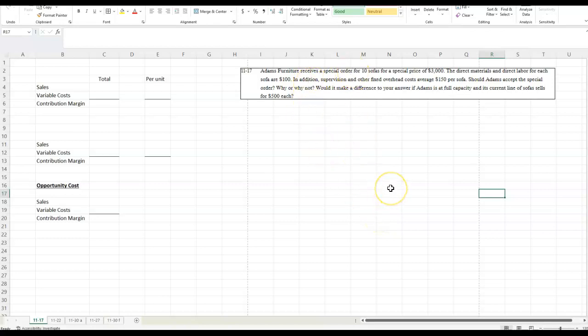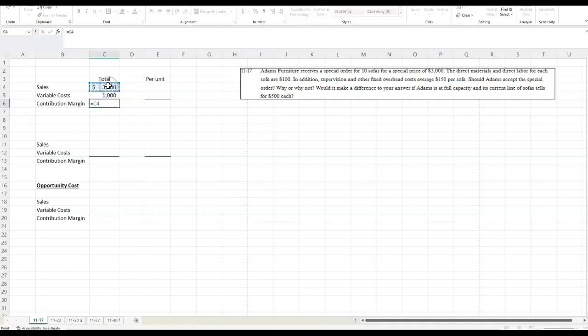It says Adams Furniture receives a special order for 10 sofas for a special price of $3,000. Direct materials and direct labor for each sofa are $100. In addition, supervision and other fixed overhead costs average $150 per sofa. Should they accept the special order? Why or why not? All right, let's just look at it. Our sales in total for this special order would be $3,000. They told us that. Variable costs, that's direct materials and direct labor, is $100 per sofa, and there's actually 10 sofas. So that's 100 times 10, or $1,000.